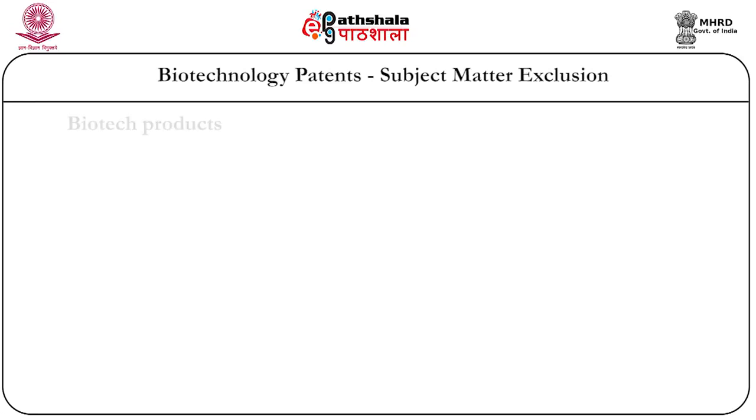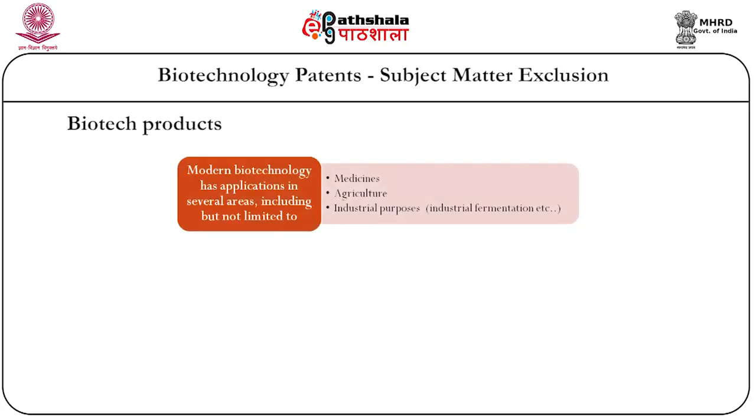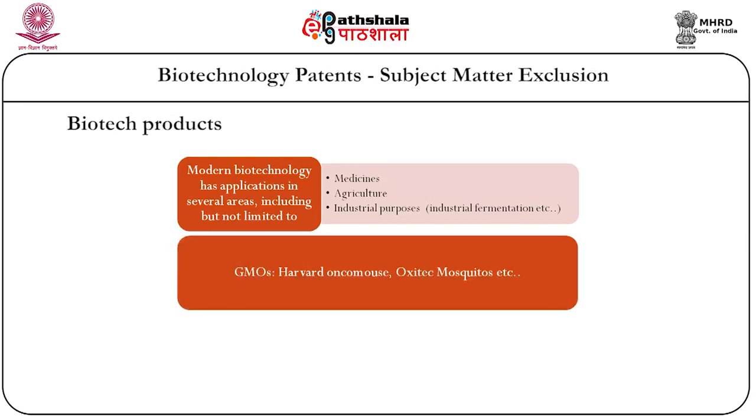So what are these biotech products ultimately? Modern biotechnology has applications in several areas, including but not limited to medicines, agriculture and industrial purposes, largely to include industrial fermentation, etc. In case of GMOs, the classic examples of GMOs or genetically modified organisms are the Harvard oncomouse and Oxitec mosquitoes. So these are higher life forms that have been genetically modified.